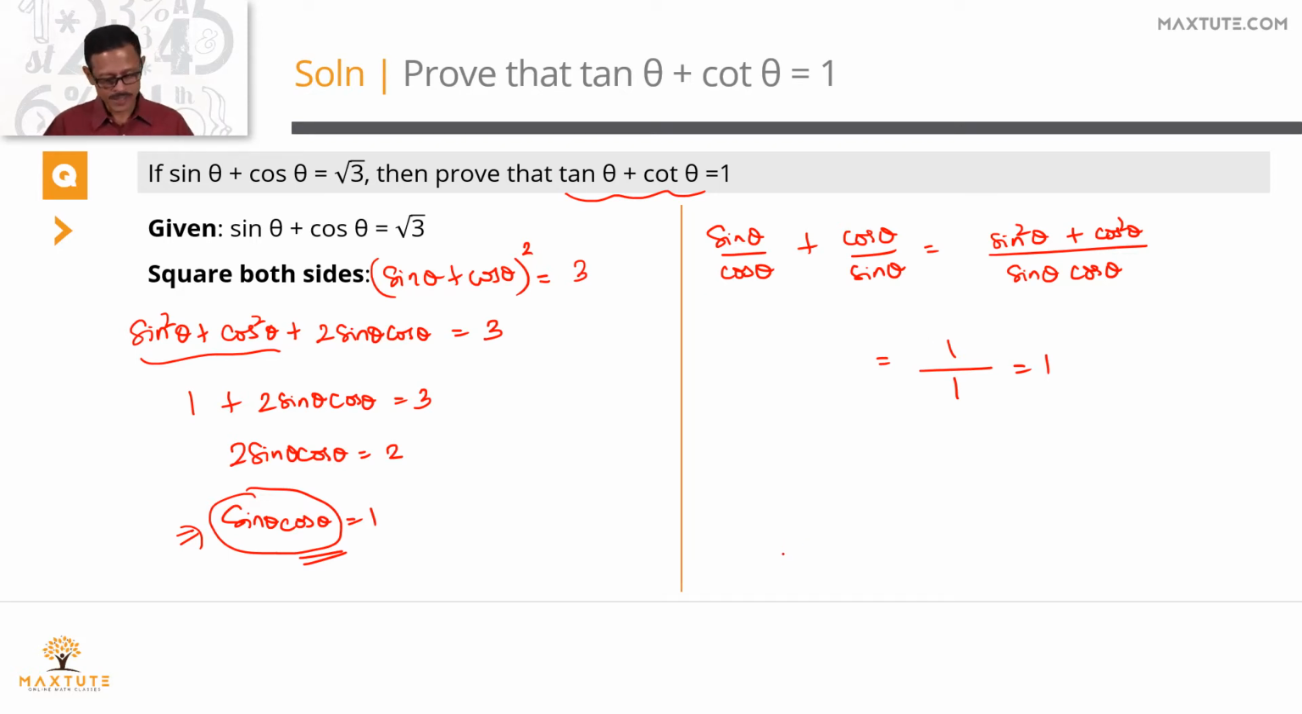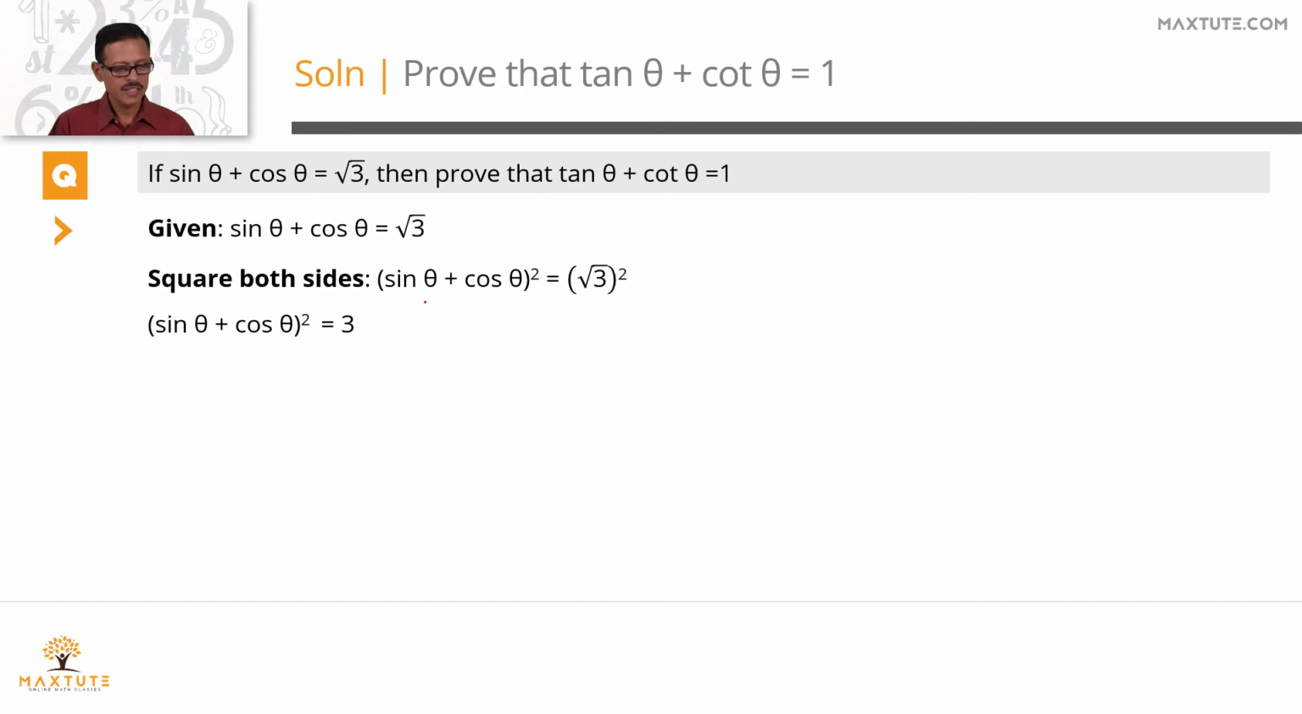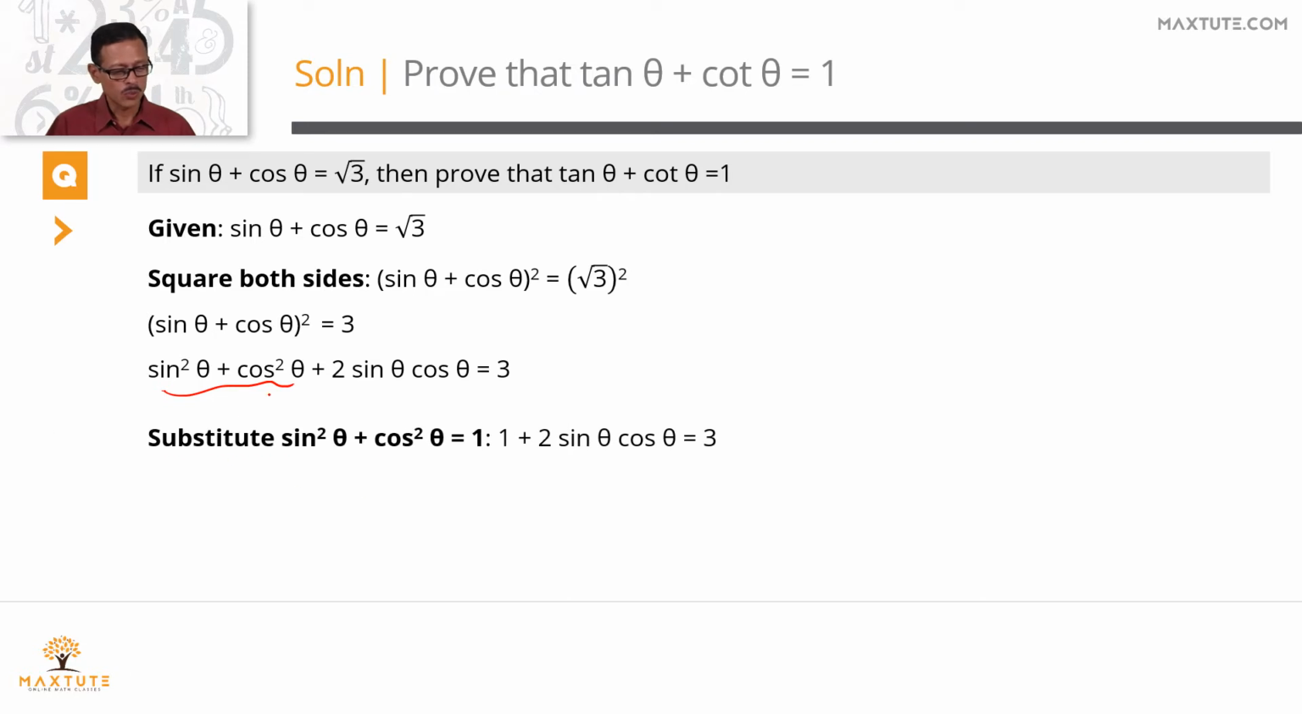Let's quickly recap it in a printed form. Squaring both sides, sin theta plus cos theta the whole square is equal to 3. Expand this. So we'll get sin square theta plus cos square theta plus 2ab, which is 2 sin theta cos theta, equals 3. This portion is equal to 1. So 1 plus 2 sin theta cos theta equals 3, or 2 sin theta cos theta equals 2, or sin theta cos theta is equal to 1. So this information means this.